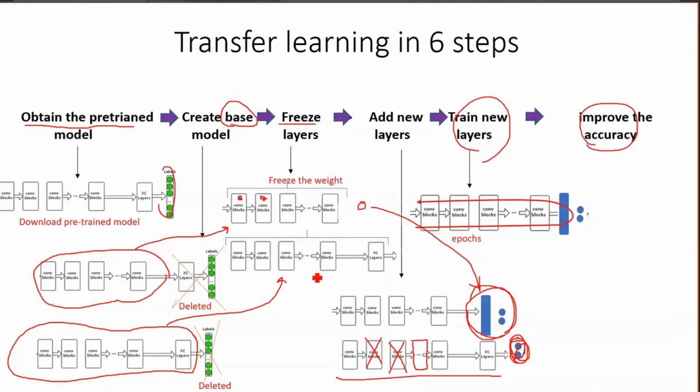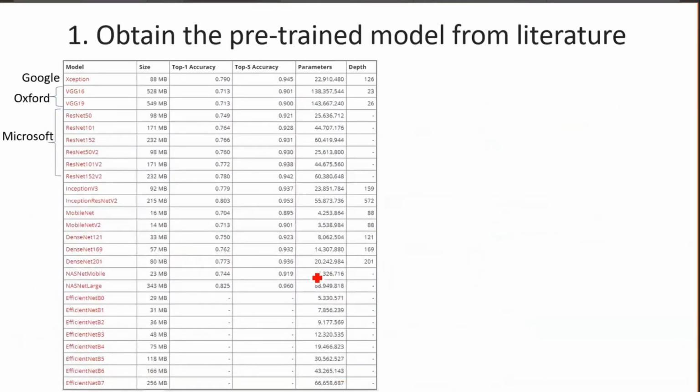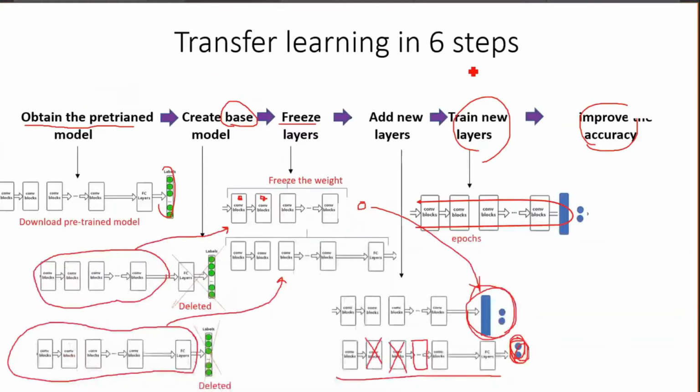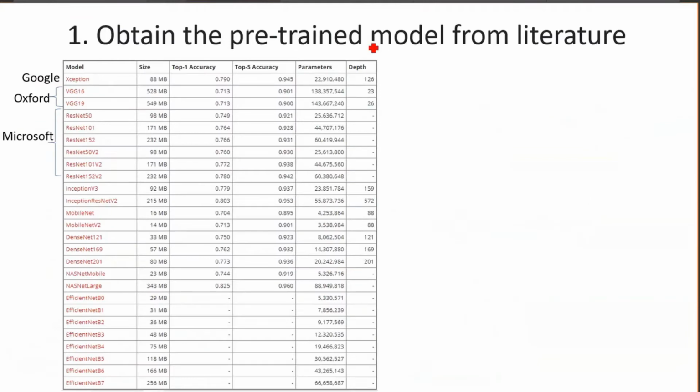Okay, now let's move to the next slide. The first, we go to the first in detail. Obtain the pre-trained model from literature. Number 1. So these are the available models you can download from the literature. And these models basically Keras provided for you. You just simply run one code and download it, and easily you can load it into your system.